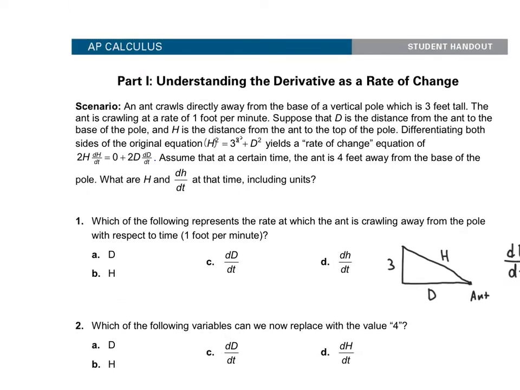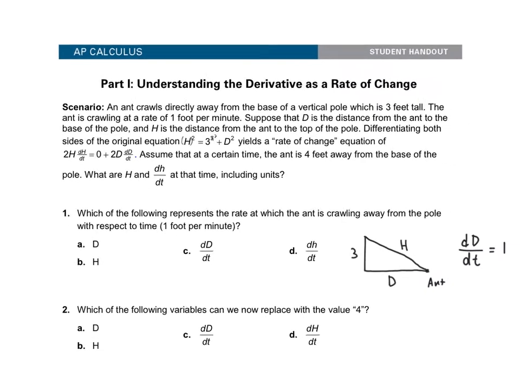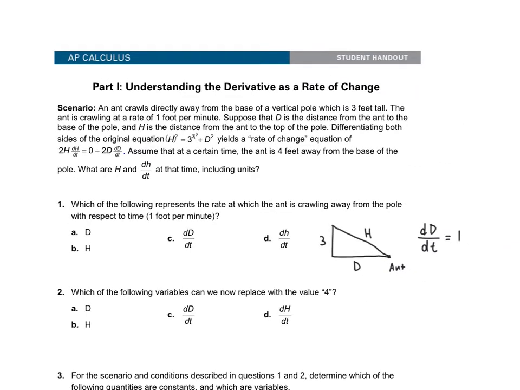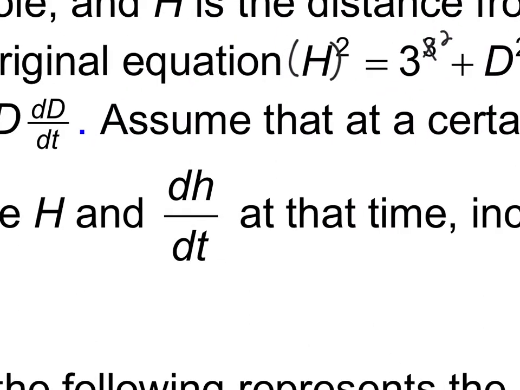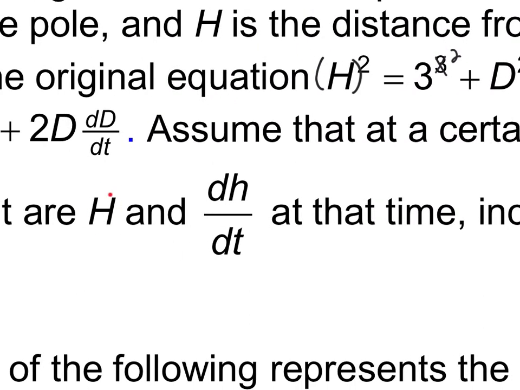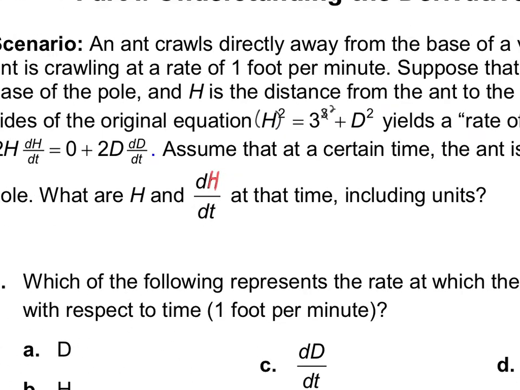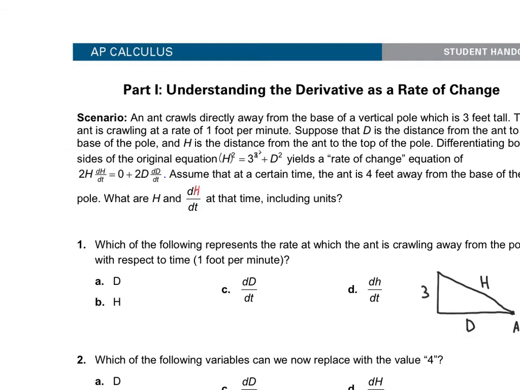Okay, then they say, assume that at a certain time the ant is 4 feet away from the base of the pole, and then they ask us what's h and dh dt. Okay, another little mistake that they made. If this is a capital H, this has to be a capital H. If you want a variable to represent the same thing, then they have to be the exact same variable. You can't change it. Okay, so let's find those.